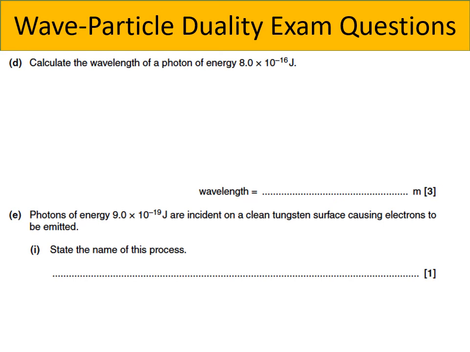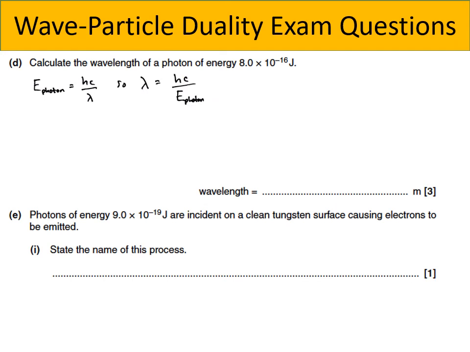Part D, calculate the wavelength of a photon which has an energy of 8 times 10 to the power minus 16 joules. Okay, so the energy of a photon is equal to hc divided by lambda. We've already been given the energy of a photon in joules, so we don't have to convert from electron volts to joules at all. It's already there for us, so that makes it more straightforward.